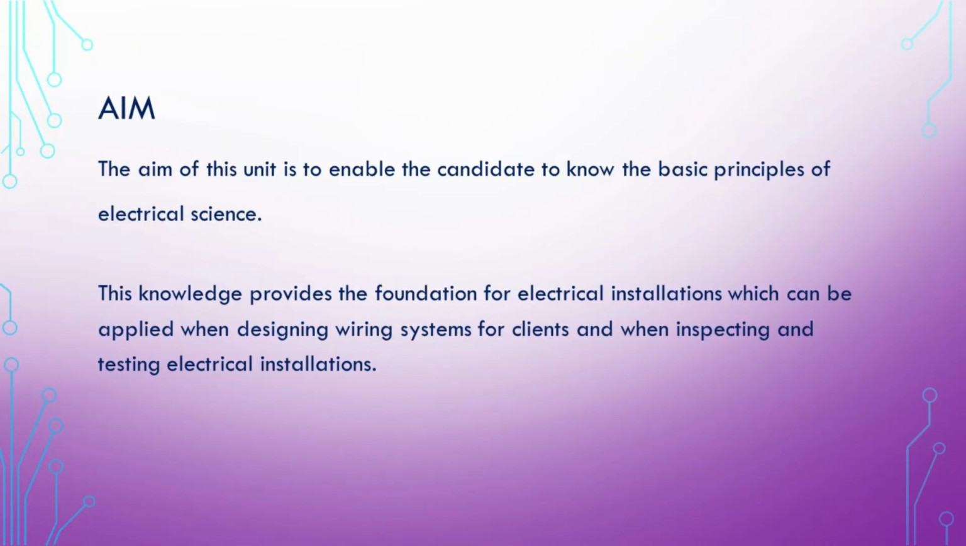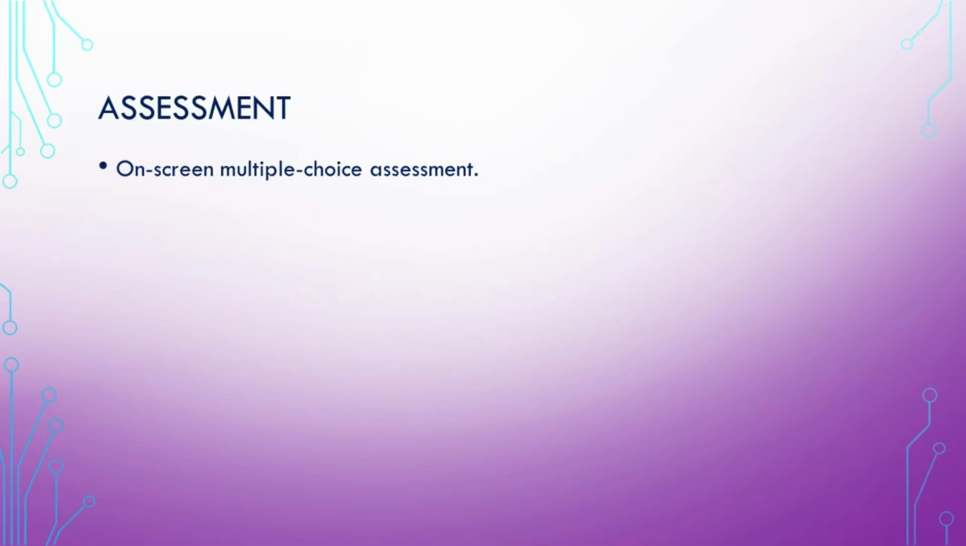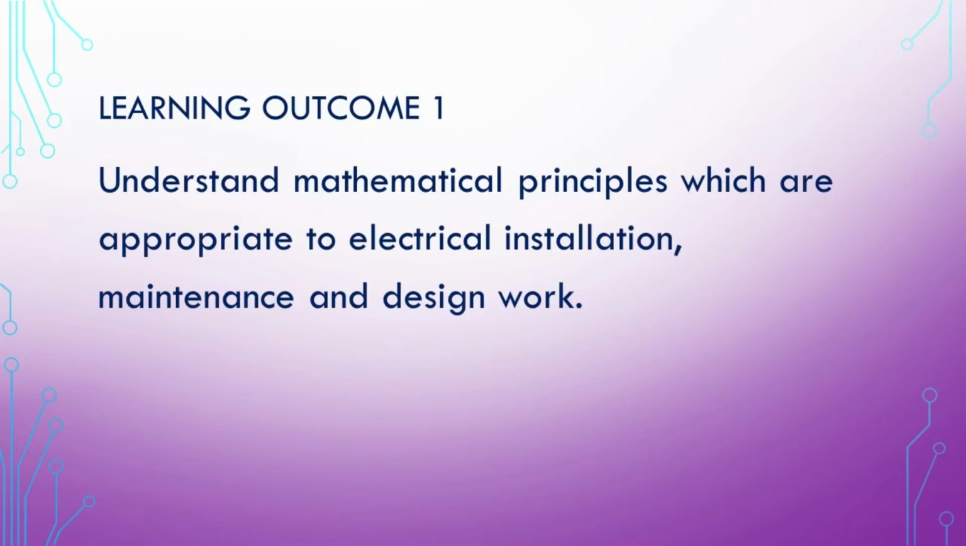The aim of this unit is to enable the candidate who is studying it to know the basic principles of electrical science. The knowledge that's learned provides the foundation for electrical installation, which can be applied when designing wiring systems for clients and when inspecting and testing electrical installations. To successfully achieve this unit, the learner will be assessed by an on-screen multiple choice assessment.